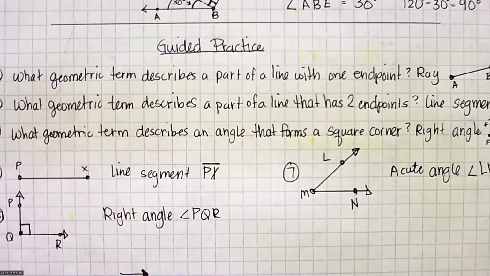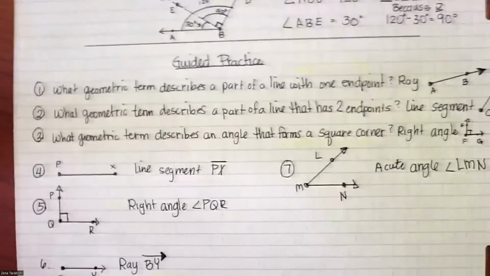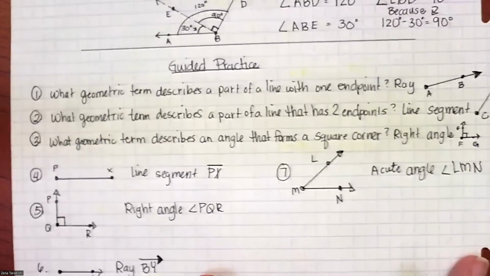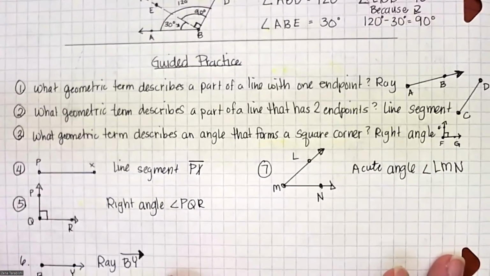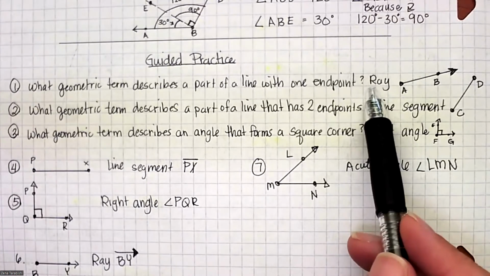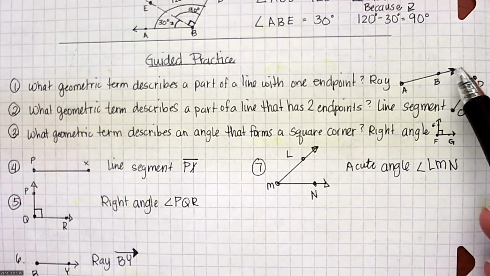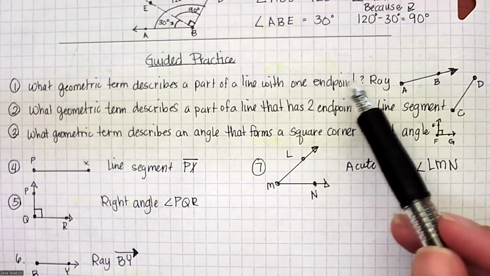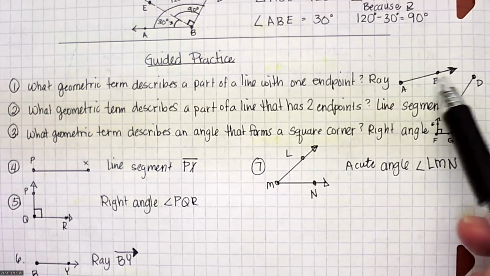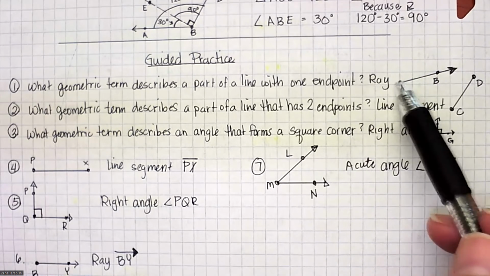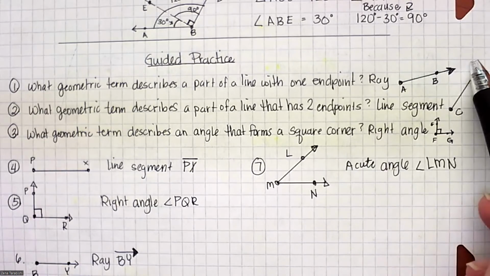Okay, now for a guided practice, they're asking you about some of the terms. So what geometric term describes a part of a line with one endpoint? So one endpoint is called a ray, and this is an example. So you needed to draw, so not just write the term, but also draw an example. So this is ray AB. I have one endpoint. The other side goes on forever.